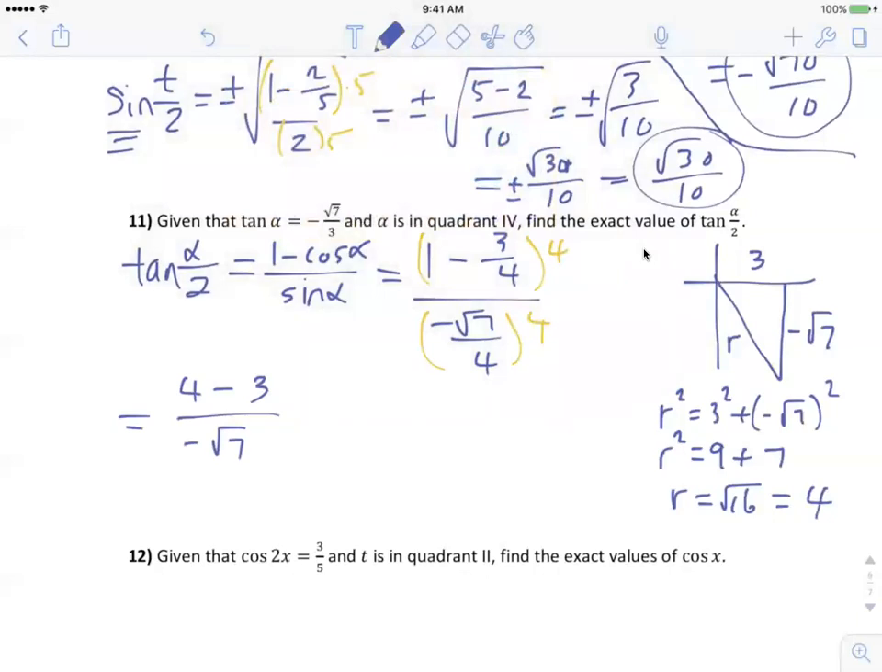Okay, so that cleaned up pretty nicely. So now we've got just 1 over root 7. Let's just pop that negative out front and then rationalize. That's negative root 7 over 7. Final answer.